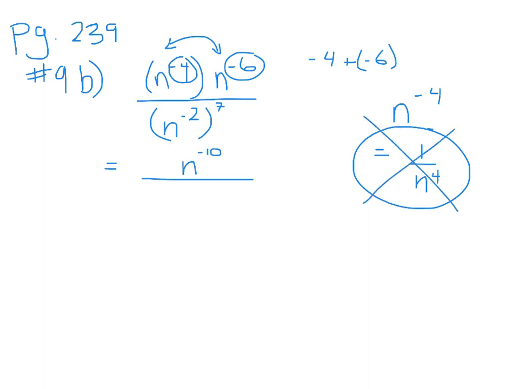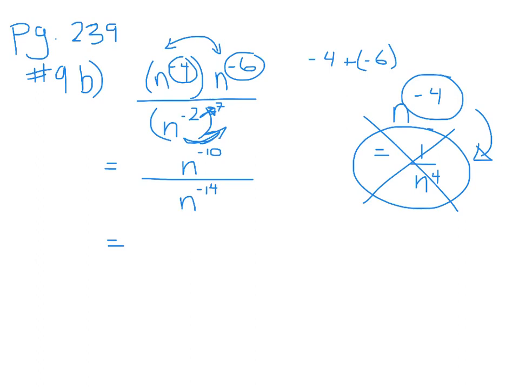It's only the final answer that cannot be written with negative exponents. So if the final answer has a negative exponent, then and only then will I change the final answer to something like that. But over here now I have a power of a power rule. This is n to the -2 all to the exponent 7. A power of a power, you keep the base as n and you multiply the exponents together. -2 times 7 is -14. So that's what I have on the bottom.